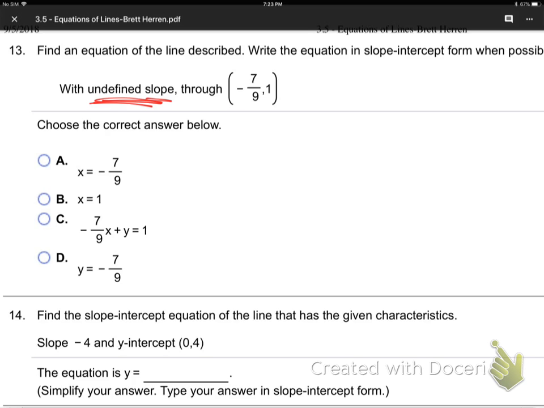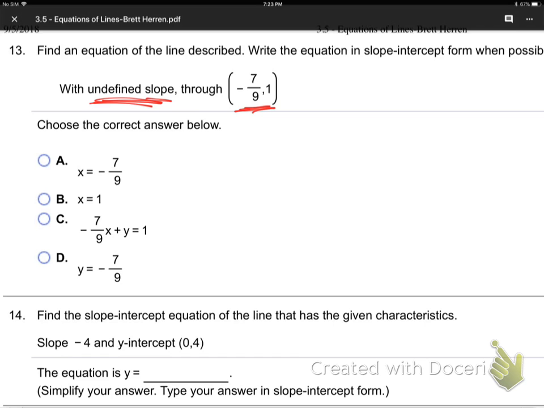Yeah, is it 0? Maybe it's 0. Undefined slope, and then they're giving me this point. What's an undefined slope? They don't tell you this. Is it 0? Well, you use the formula. What's that? X equals C. Yeah, that's right. But why?